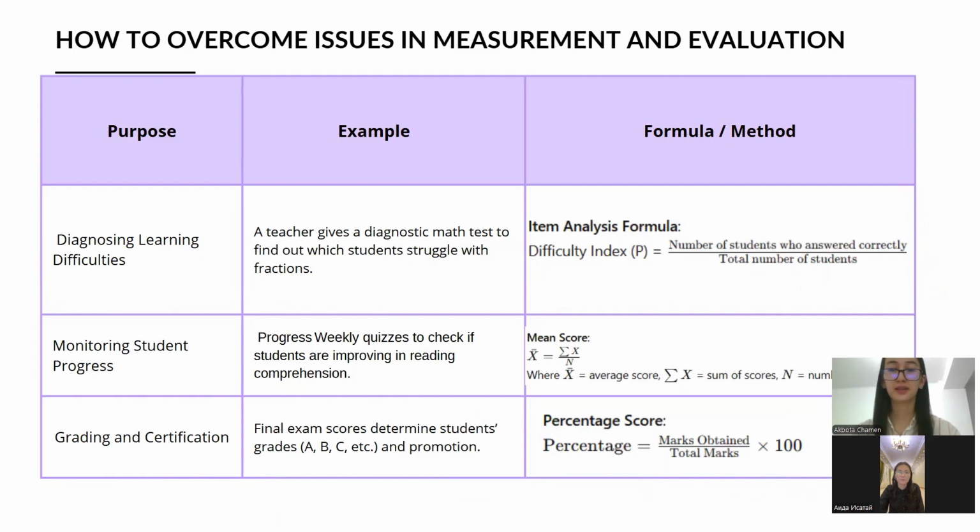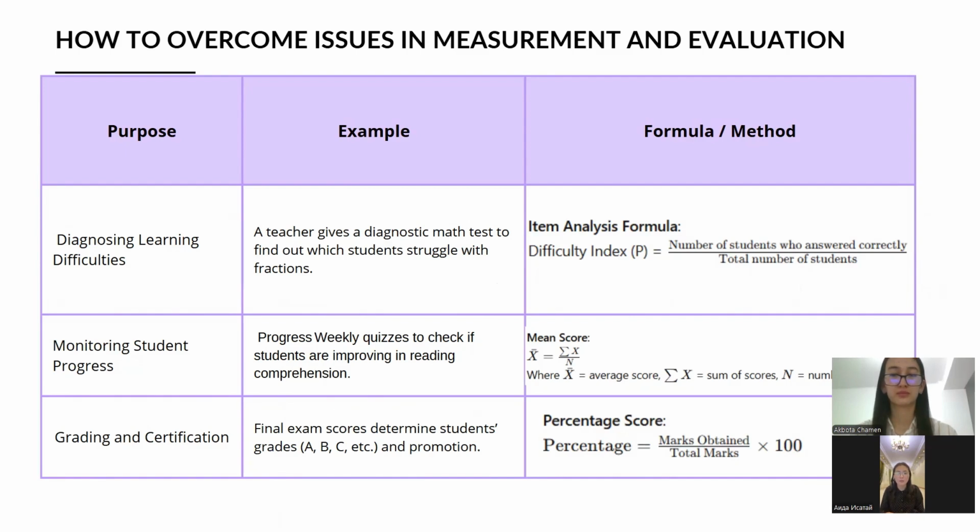So let's answer the question: how to apply measurement and evaluation. There we can say the purpose, example, and the formula. The first one is diagnosing learning difficulties. For example, a teacher gives a diagnostic math test to find out which students struggle with fractions. The item analysis formula will be: difficulty index, denoted by letter P, will be equal to the number of students who answered correctly divided by the total number of students.